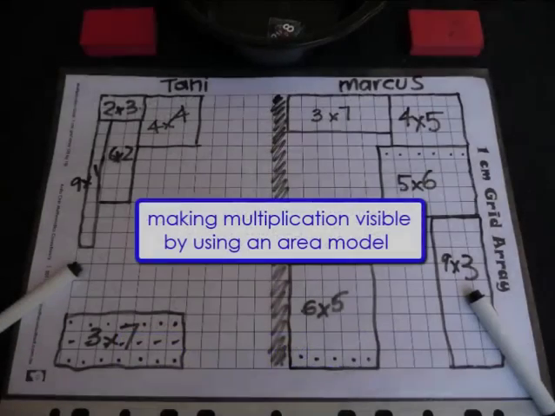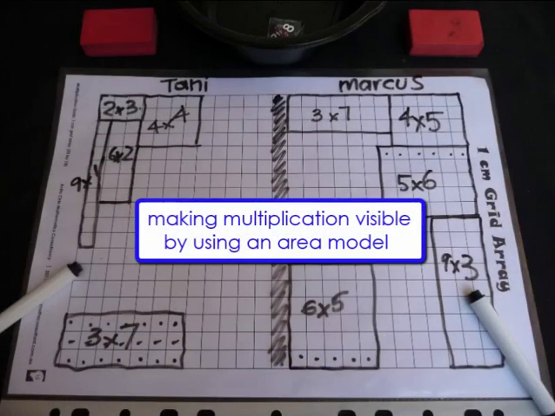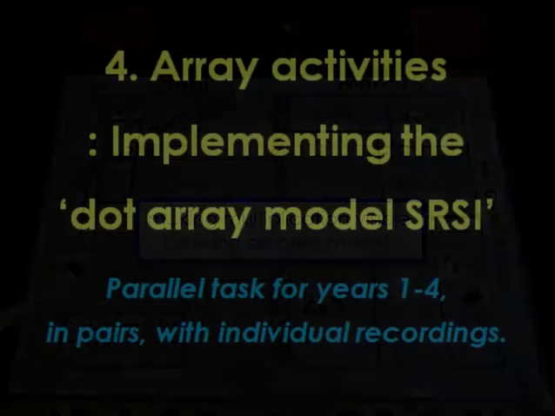The second task then progresses to using an area model where the commutative property, or turnaround facts, are so beautifully made visible.